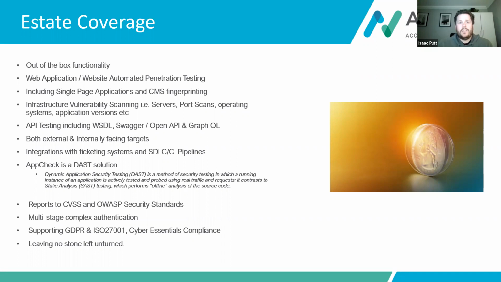If you have an internal network, then of course we'll be able to test in those environments too. We can do things like virtual machine scanning hubs, but without getting too into the nitty-gritty detail, there's a lot that AppCheck can do. We're primarily a DAST solution, which is complementary to SAST: actively testing and probing using real traffic and requests, as opposed to testing the code in an offline analysis, from the point of creation. So we'll come back to some of these things.